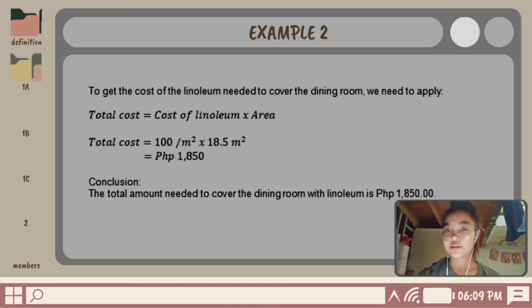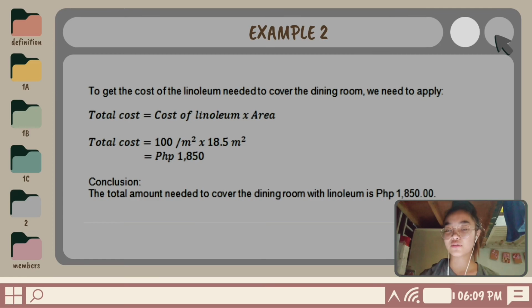Since we are finding the total cost of linoleum needed to cover the dining room, we need to apply the formula: cost of linoleum, which is 100 per m squared, multiplied by the area, which is 18.5 m squared. Then substitute the needed values and it will give us a final answer of 1,850 pesos. So we can therefore conclude that the total amount needed to cover the dining room with linoleum is 1,850 pesos.